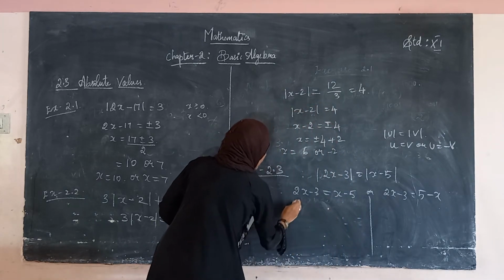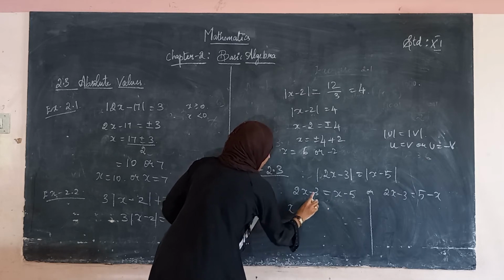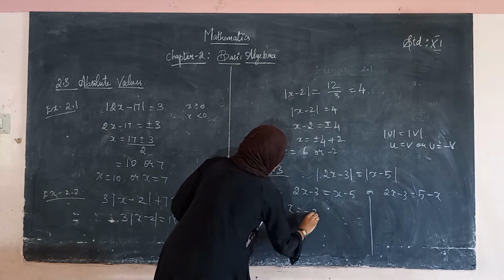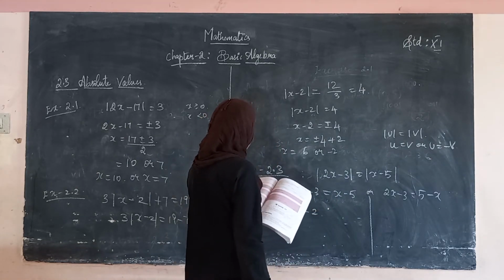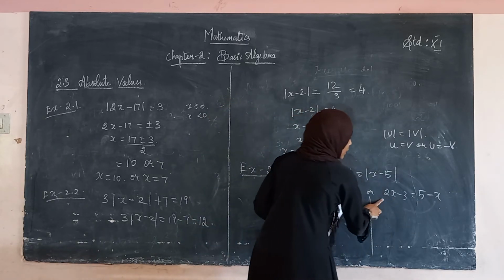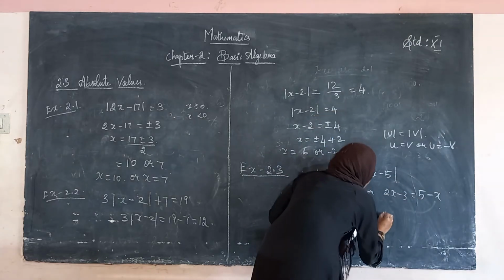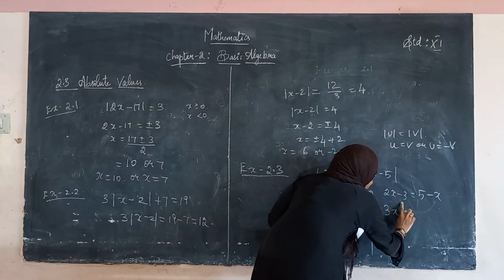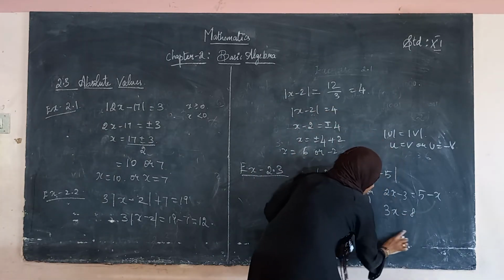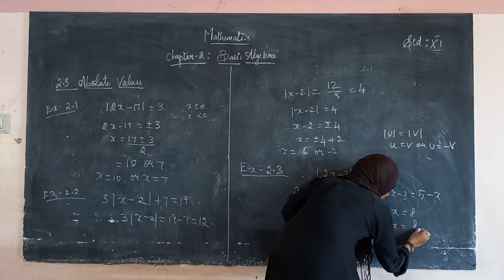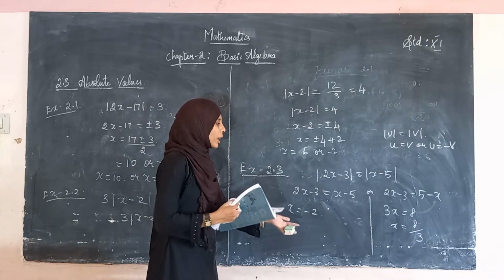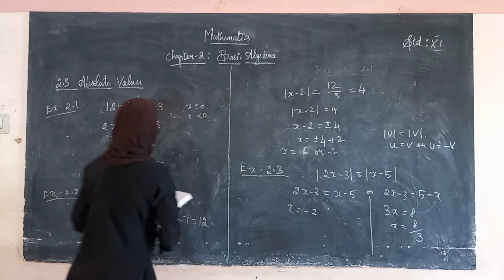Bring this x this side, 2x minus x becomes x. Bring this minus 3 this side, minus 5 plus 3, that is minus 2. x is equal to minus 2 here. And here bring this x this side, 2x plus x is 3x. 3x is equal to, bring this minus 3 this side, it becomes plus 3. 5 plus 3 is 8. Bring this 3 to the denominator, x will be equal to 8 divided by 3. So, the value of x is equal to minus 2, or x is equal to 8 divided by 3.